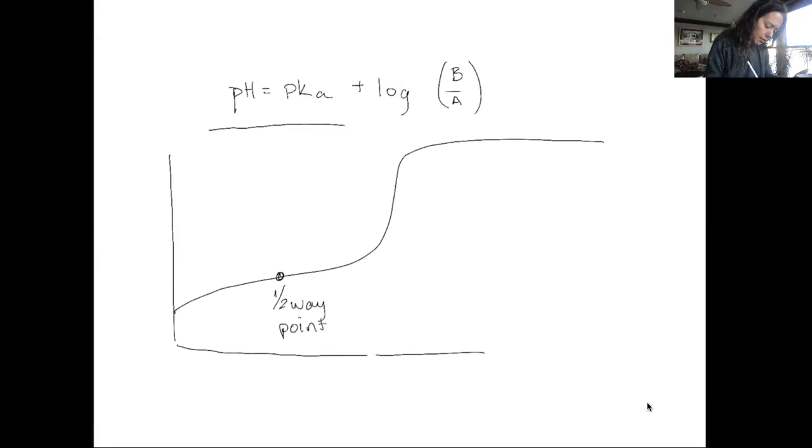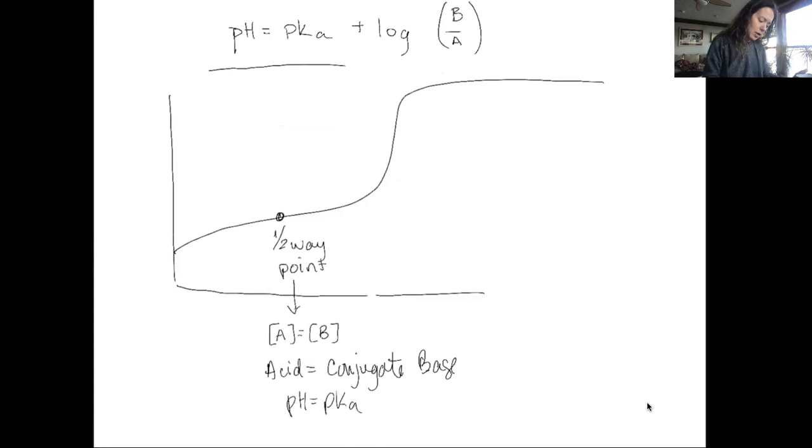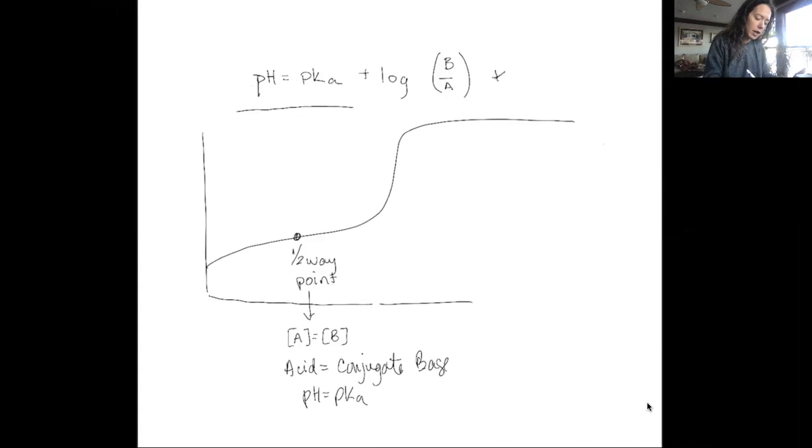And we know that at the halfway point, A equals B, right? Where our acid moles is equal to our conjugate base. So what that means, as we already know, is that pH equals pKa. We've talked about that because the concentration of B over A equals 1, and the log of 1 equals 0, so the pH equals pKa.